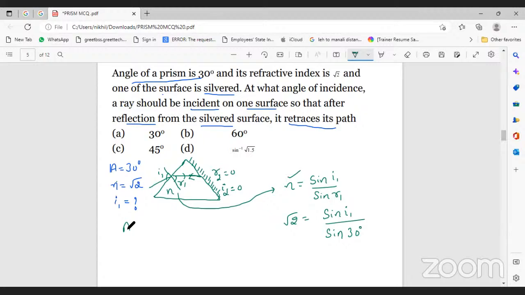Because the angle of the prism is R1 plus R2, isn't it? The angle of the prism is 30 degrees. R1 we don't know. What is R2? 0, sir. So what is the R1 value? 30 degrees. So R1 I substituted as 30. Cross multiply. Sine I1 is equal to root 2 into sine 30, no? Yes, sir.